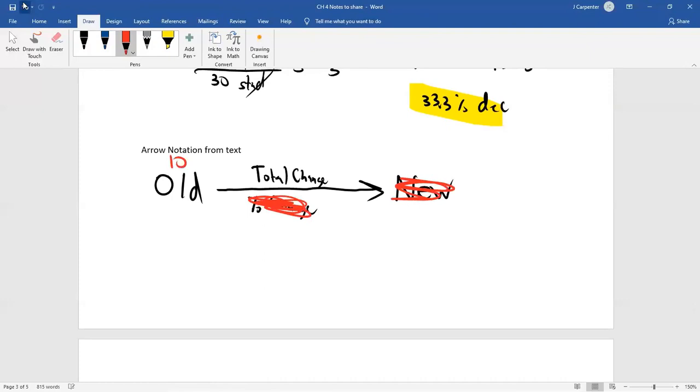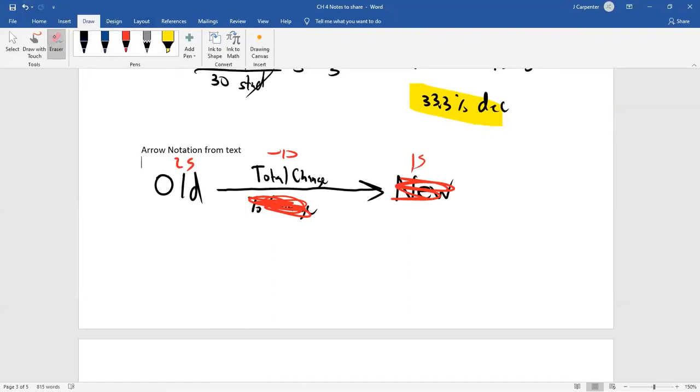If we know the old is 10 and the total change is a plus 20, well, the new is 30, because you just take the old and add the change. Or if I said the old was 25 and the change was plus 10, that would make the new 35. Or if I said that the change was minus 10, that would make the new 15.